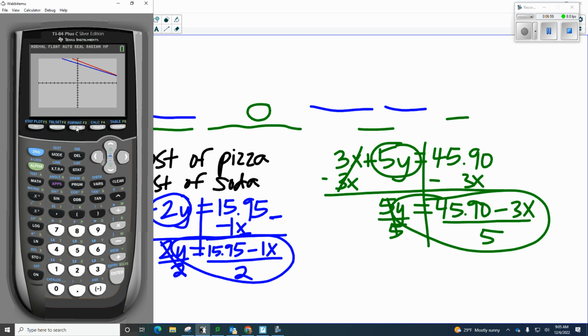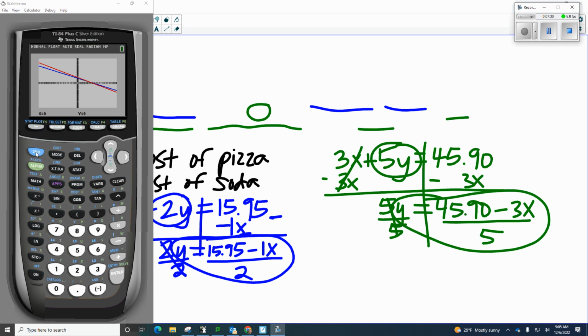So to zoom out, you press this zoom button right here, and then you go to choice 3, which is zoom out. When you get back to your normal screen, you see the little thing blinking in the center, and you just have to press enter. So now what it's doing is it's making the window bigger, so hopefully we can see the point where they cross. And as you can see right there, the red line starts above and now it's below. So it crosses somewhere in here.